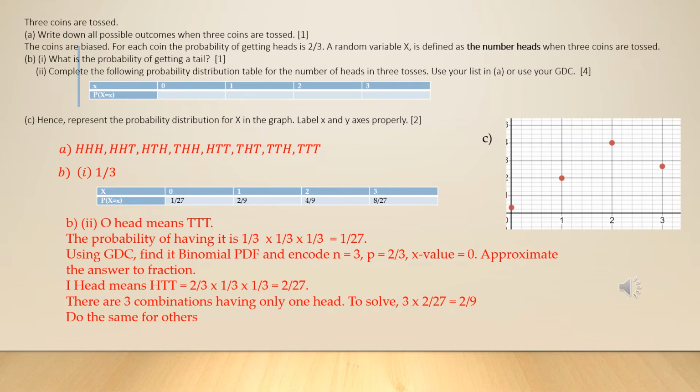Letter C, represent the probability distribution for x in a graph. I just use decimals here, but of course you can use the graphing calculator, the spreadsheet of your calculator. You label your x as 0, 1, 2, and 3, and your p of x as 1 over 27, 2 out of 9, 4 out of 9, and 8 out of 27. Then you find the graph of this, or scatter diagram, and copy it from your calculator.